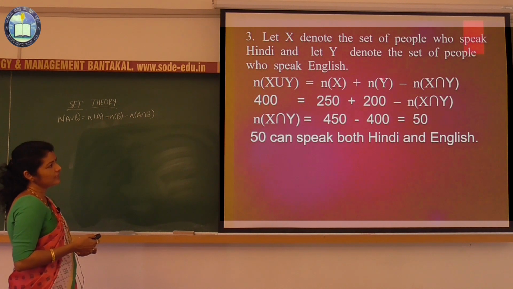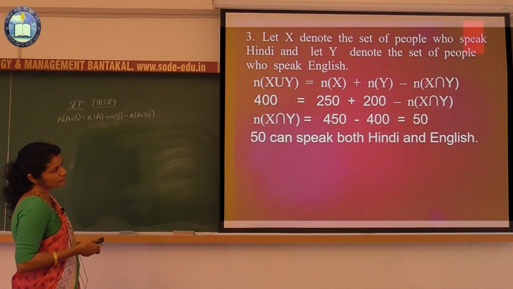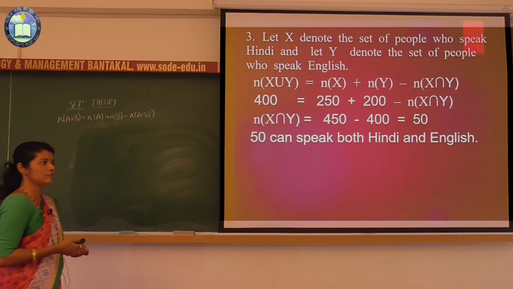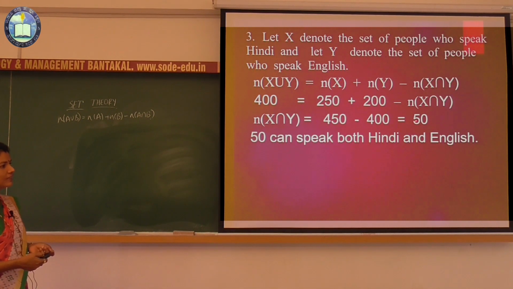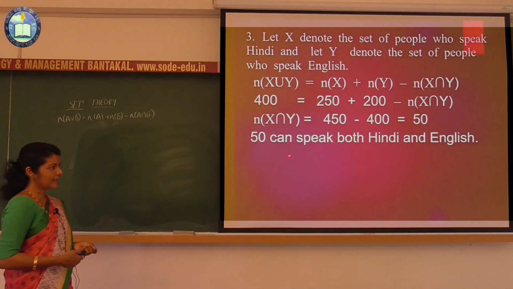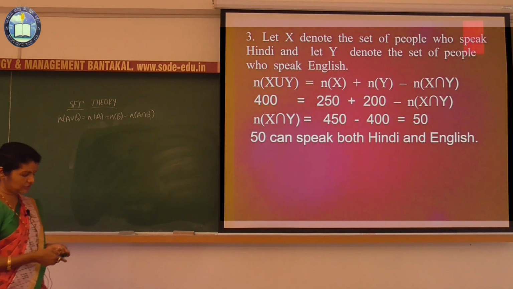n of x is 250, n of y is 200, n of x intersection y is to be calculated. Simplify, we'll get the answer 50. So the conclusion is 50 can speak both Hindi and English.